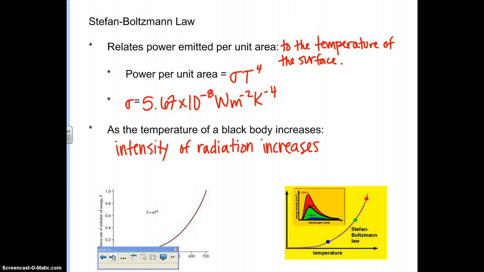Stefan-Boltzmann law. This relates power emitted per unit area to the temperature of the surface. So power per unit area is sigma times kelvins to the fourth power, where sigma is a constant, 5.67 times 10 to the negative 8th watts per meter squared kelvins to the fourth. As the temperature of a black body increases, intensity of radiation increases. That is seen by the graph on the left-hand side and also the graph on the right-hand side. You will be able to see this relationship here. As temperature increases, so does the intensity of light.